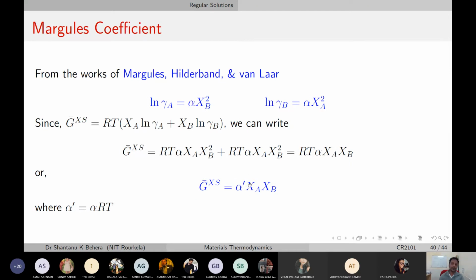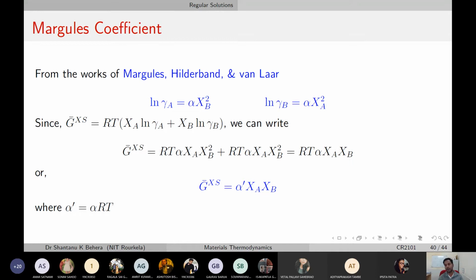And you know that this is the term which tells you about the interactions that the A molecules and B molecules would have in a regular solution when they're mixed. Now, there are very many ways of finding out what this alpha prime term is and what its values are. A simple statistical model can be thought of: when you have A component and B component mixed together, A atoms would be surrounded by B atoms, or B atoms would be surrounded by A atoms in a solution state.